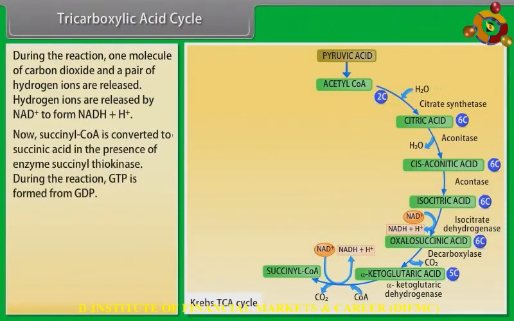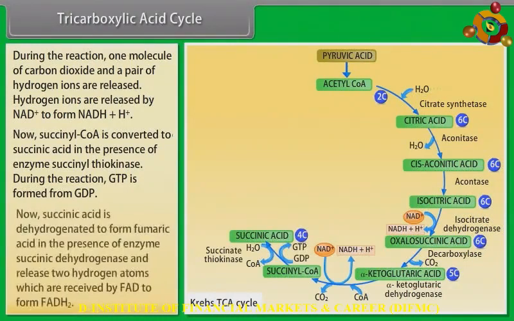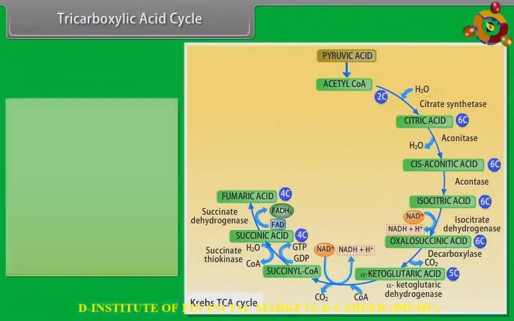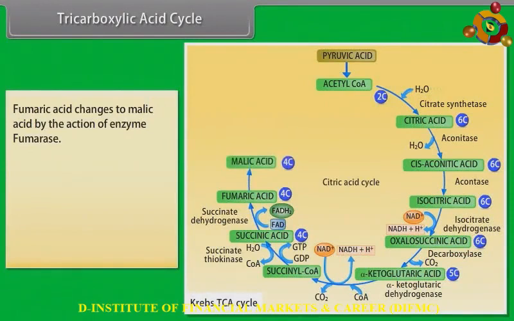Now succinyl CoA is converted to succinic acid in the presence of enzyme succinyl thiokinase. During the reaction, GTP is formed from GDP. Now succinic acid is dehydrogenated to form fumaric acid in the presence of enzyme succinic dehydrogenase and releases two hydrogen atoms which are received by FAD to form FADH2.